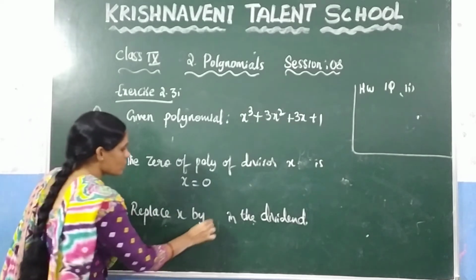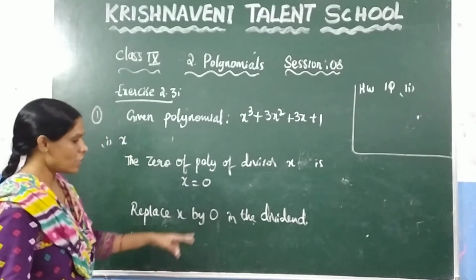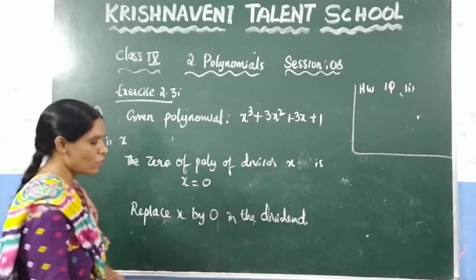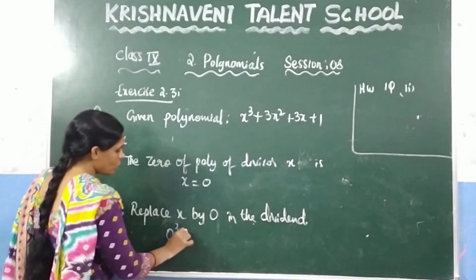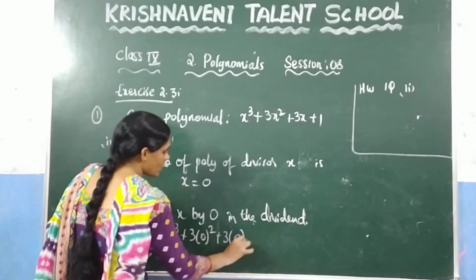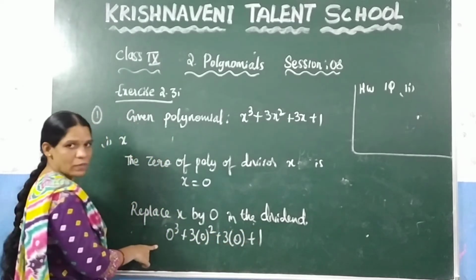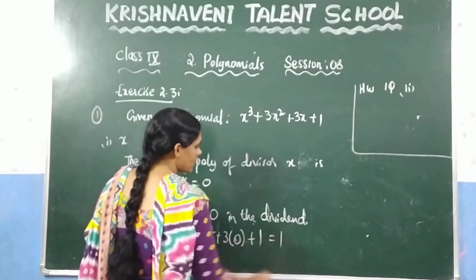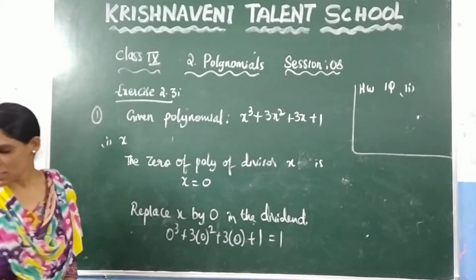Now replace x by 0 in the dividend. In place of x put 0. So what you get here? 0 cube plus 3 into 0 square plus 3 into 0 plus 1. You know that all these will become 0. So what will be the remainder? Which is 1.